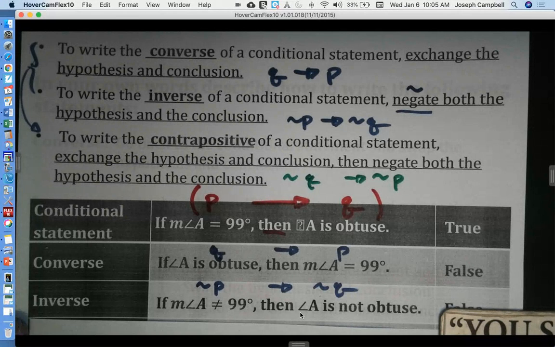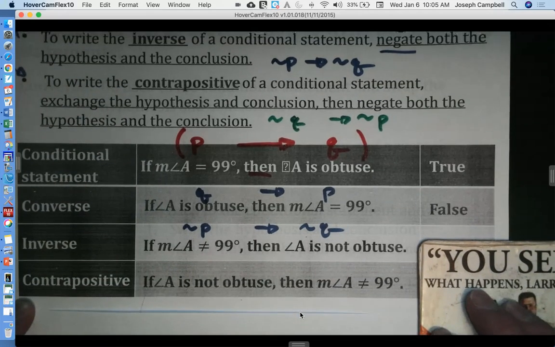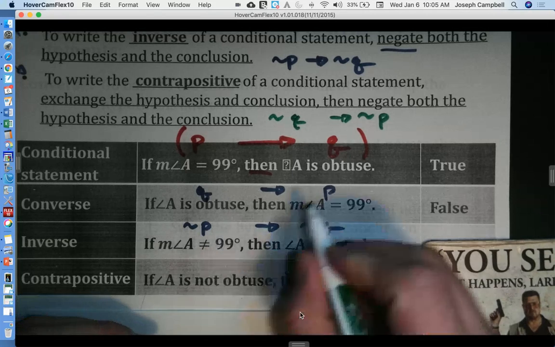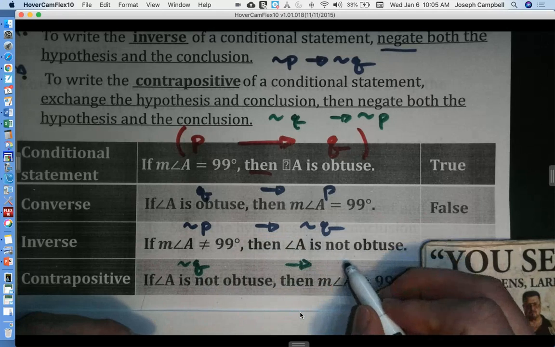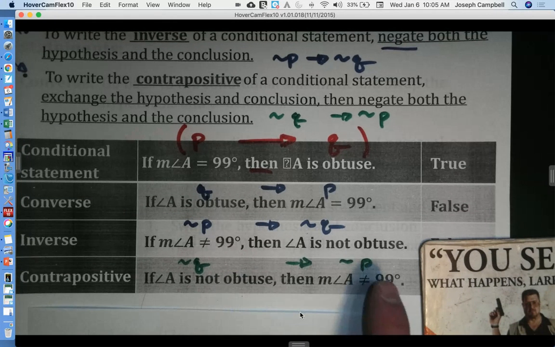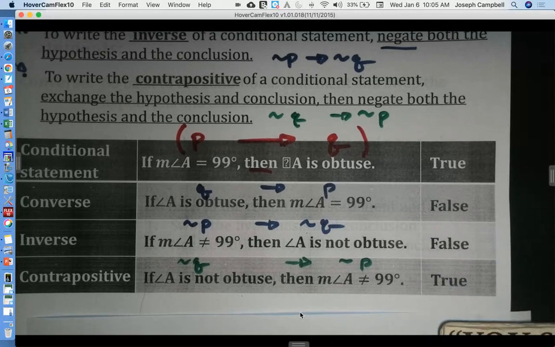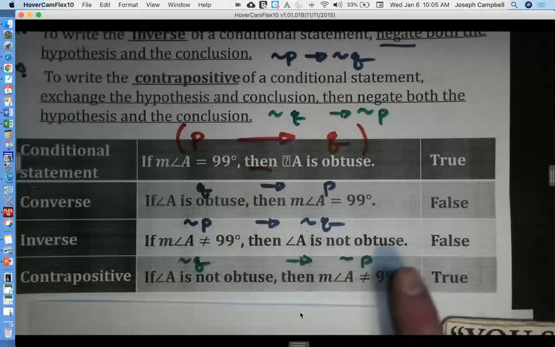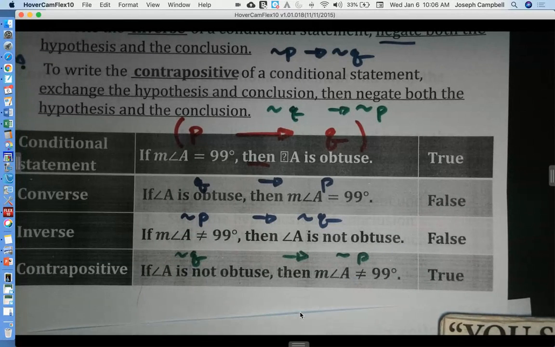That would look like this. If A is not obtuse, we took Q and negated it and put it first, then A is not 99 degrees. And think about this. Is this true or is this false? Can you think of a counterexample where A is not obtuse, but A is actually 99 degrees? And the answer is no, you can't. It turns out that that's true. If A was 99 degrees, then A would have to be obtuse. So there is no example where this is false.